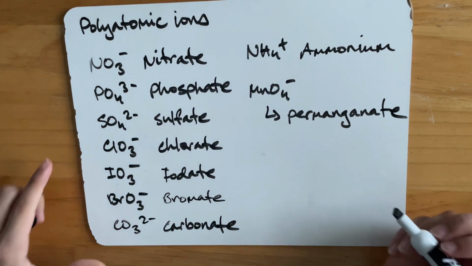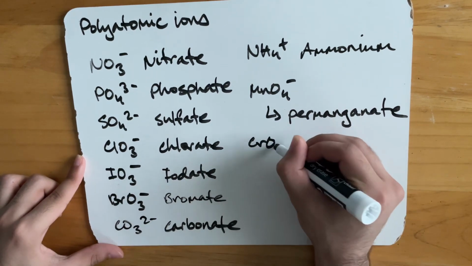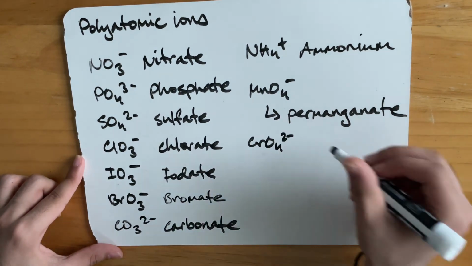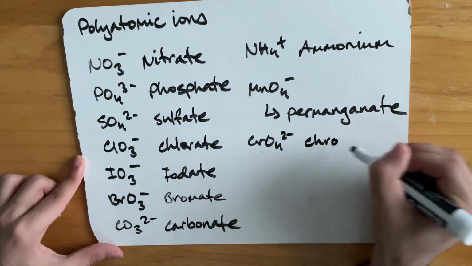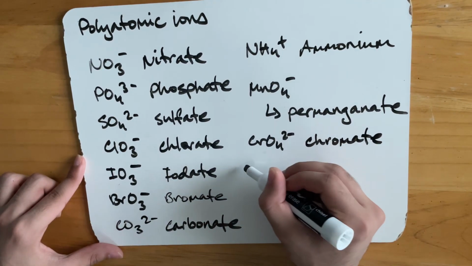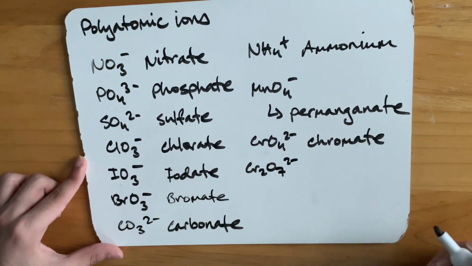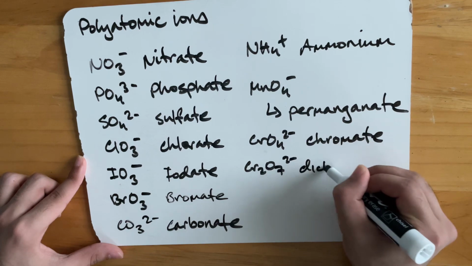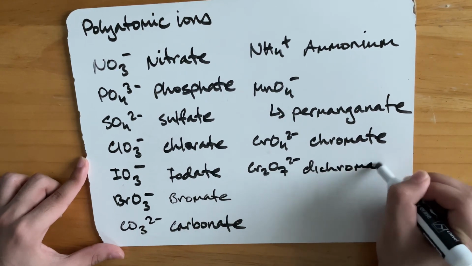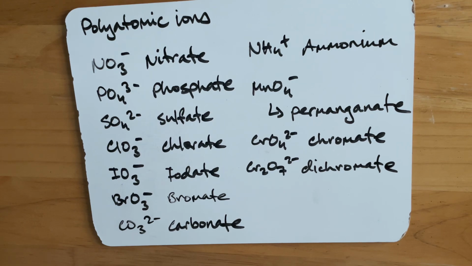And there are other transition metals that do this weird thing, like CrO4 2-. That's called chromate. And there's an even crazier one with chromium, Cr2O7 2-, and that's dichromate. So these are some of the crazier polyatomic ions, but this is a list of some of the more common ones.